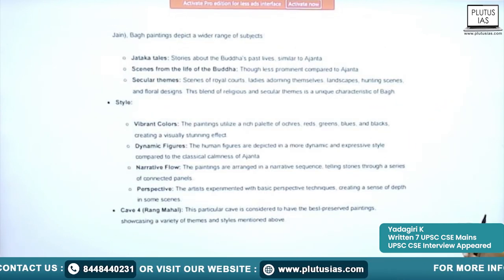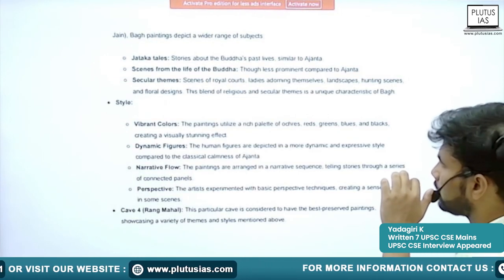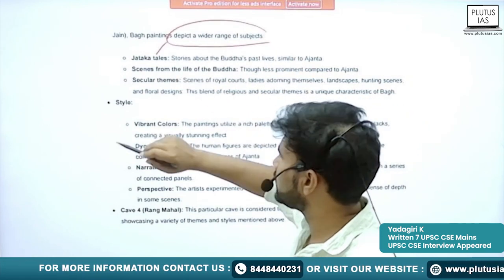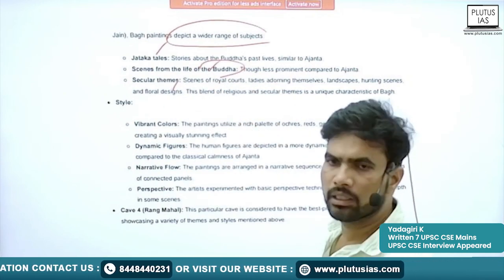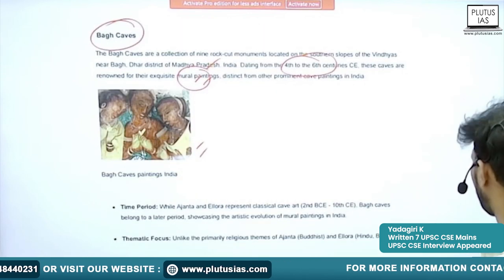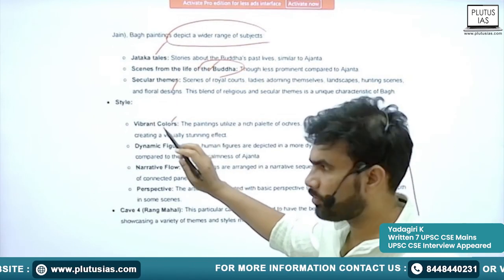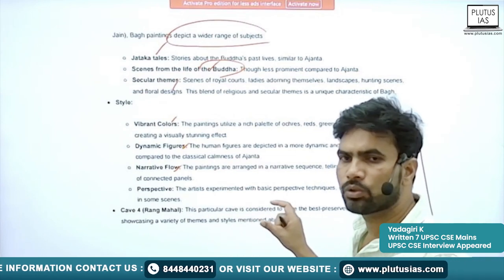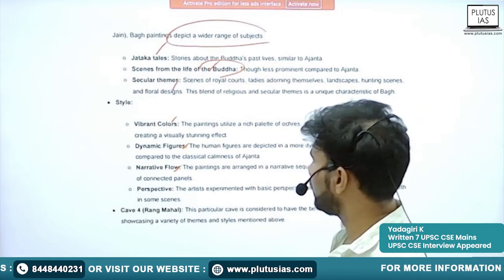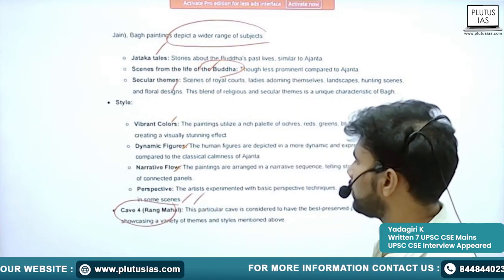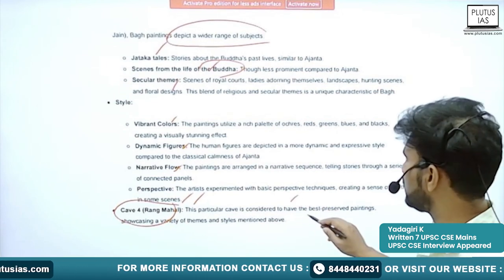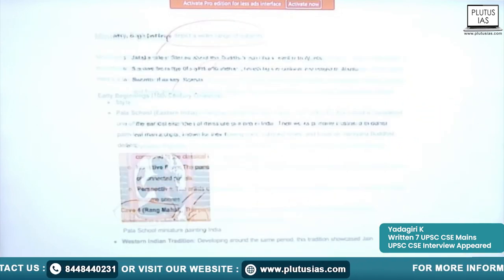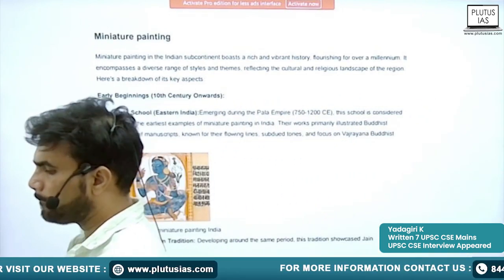Unlike the primary paintings at Ajanta and Ellora, here they have depicted a wide range of subjects. They have included Jataka tales and scenes from the life of Buddha. Secular themes are also there in the Bagh paintings. If you see the style, vibrant colors have been used, dynamic figures have been depicted, and there is a narrative flow. The paintings are narrating some story. Right. One example is Cave 4, depicting Rang Mahal. This particular cave is considered to have the best preserved paintings, showcasing a variety of themes and styles discussed above. So this is about the mural painting.